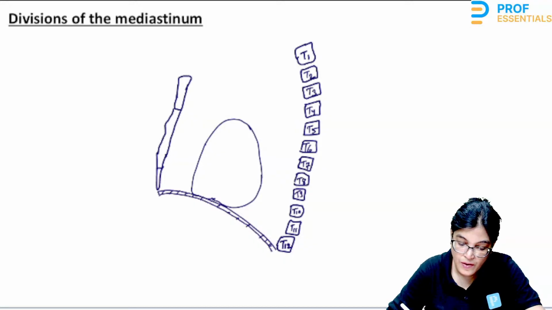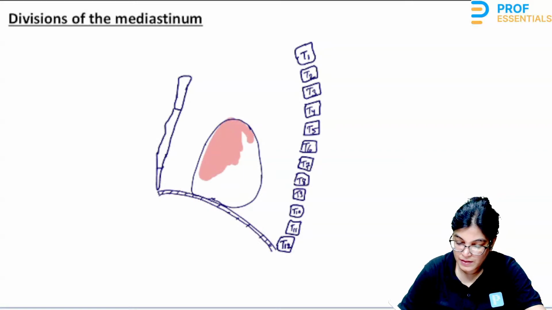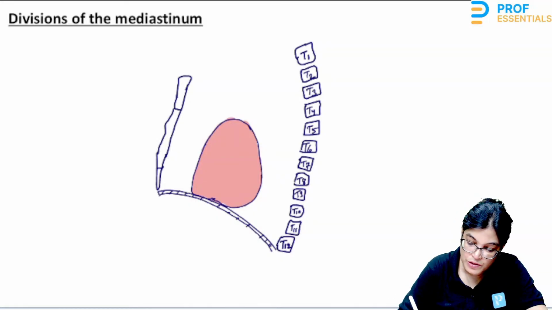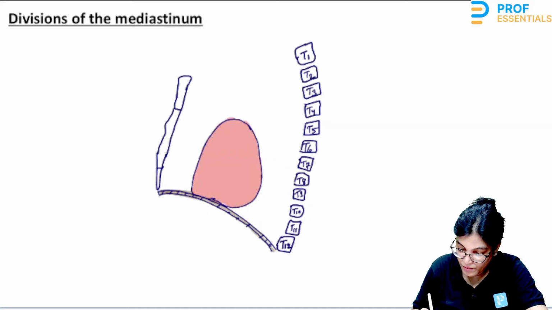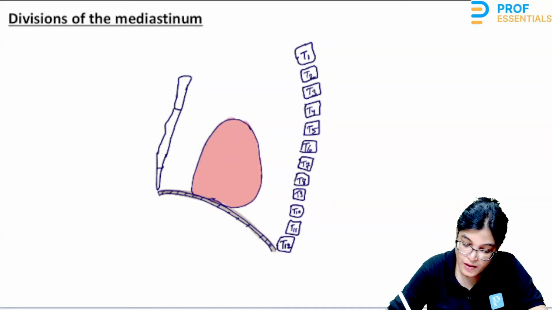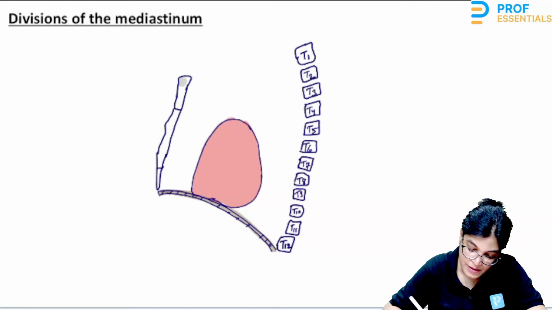Now I am using red color for the heart and the pericardial sac. The brown color can be used for the diaphragm part. The gray color can be used for the vertebrae and the sternum.